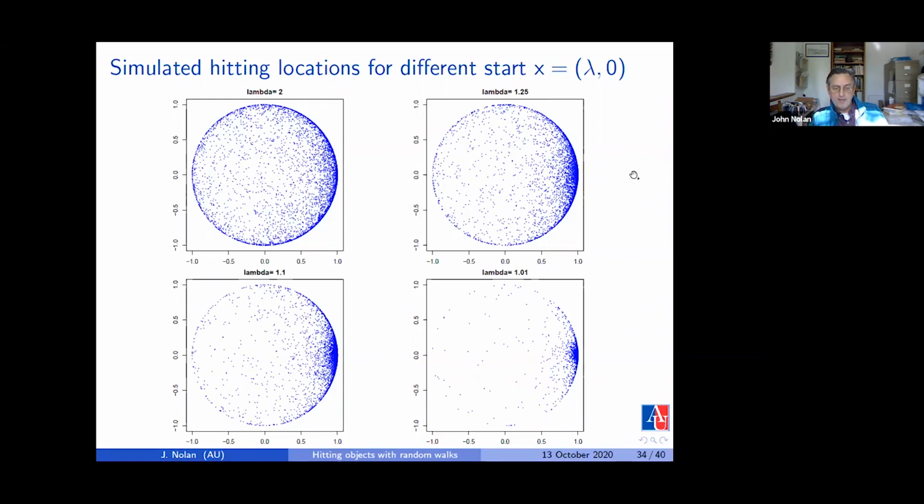As I move the point in, so now I'm starting closer in at 1.25, we see it's getting more concentrated here. Lambda gets even smaller, 1.1, and it's getting more tightly concentrated here. With lambda 1.01, it's more and more concentrated near here, and you're getting very few points over here. As this random walk goes around, this corresponds to our intuition: if we start really close, it's more likely we're going to hit really close to that point.